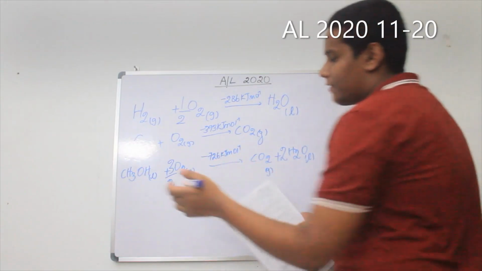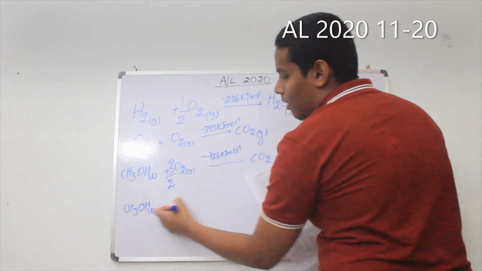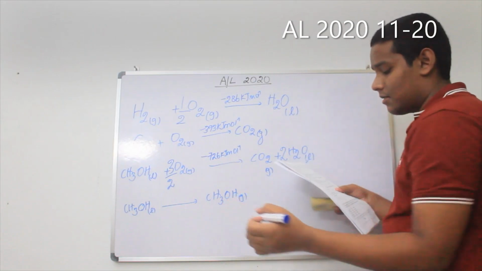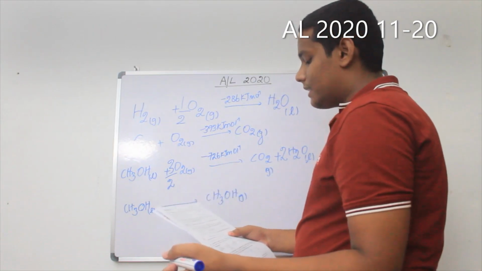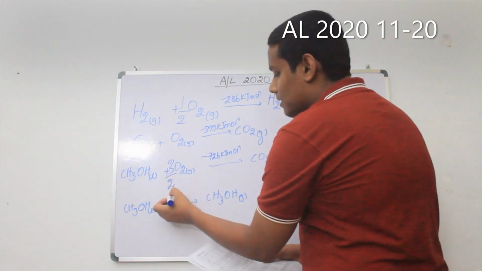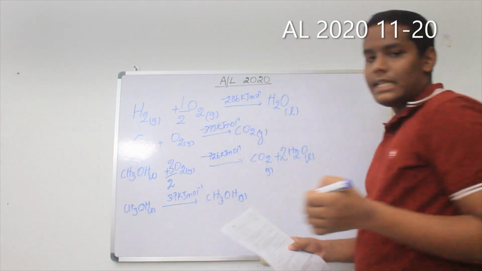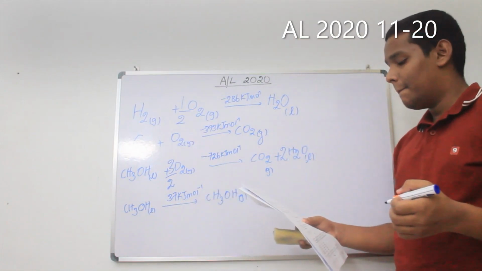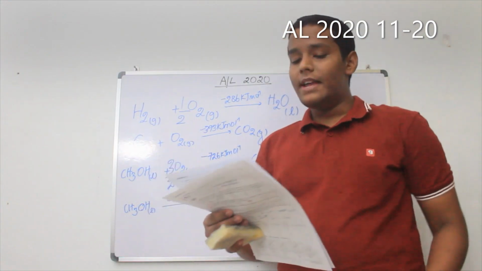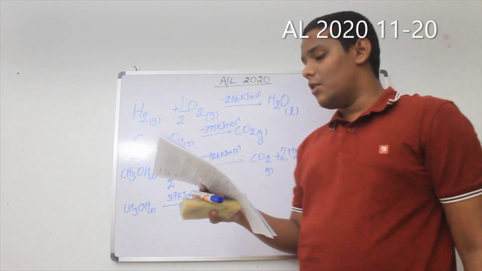Enthalpy of vaporization of CH3OH liquid: CH3OH liquid to CH3OH gas is given as 37 kilojoule per mole. Okay. What is the question asking? The question is asking you to find the enthalpy of formation of 1 mole of gaseous CH3OH.